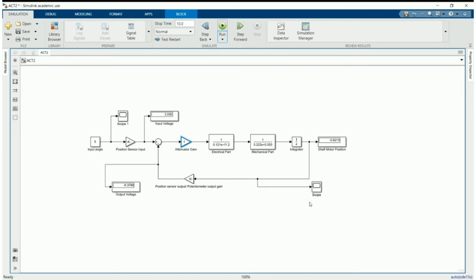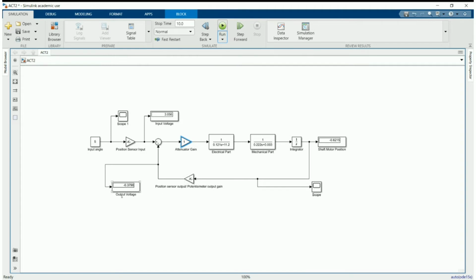For the next, I will continue to present activity 2. This is the closed loop circuit control system. Here we have the input angle, position sensor input, attenuator gain, electrical part, mechanical part, and integrator. And this is the shaft motor position display, this scope, and the position sensor output or potentiometer output gain.